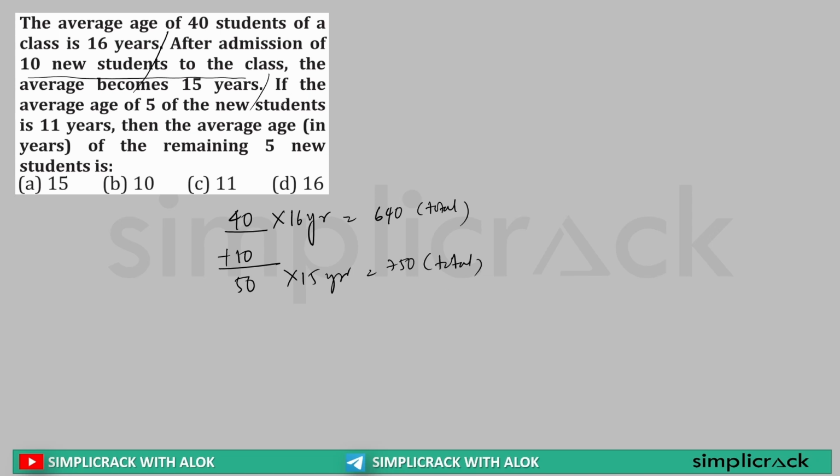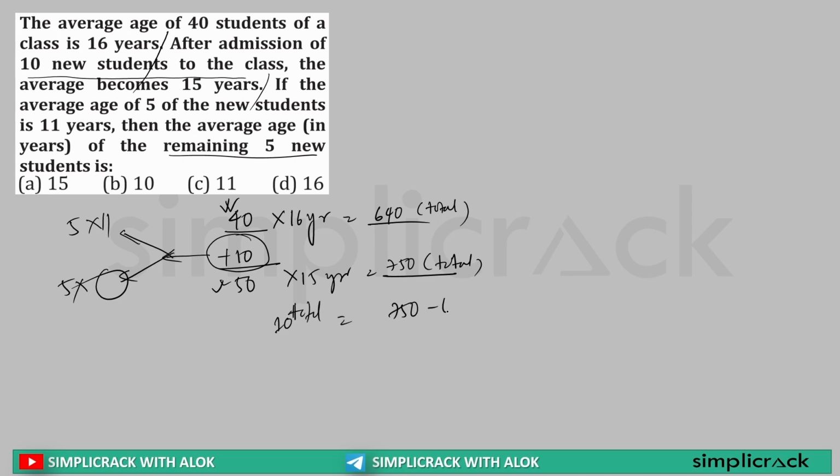If the average of the 5 new students is 11 years, then what is the average of the remaining 5 students? Among these 10 students that have been added, 5 students have an average age of 11. The rest 5 students' average age is not known. Now understand this. 40 students have a total age of 640. 50 students have a total age of 750.